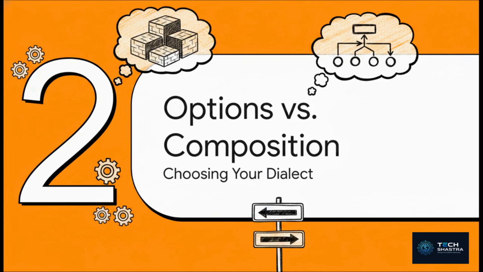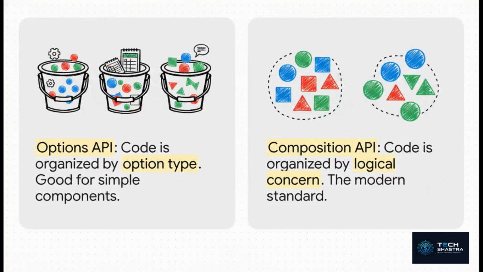All right, you get the whole component thing. Now you've got a choice to make. You can think of it like choosing a dialect of a language. Are you going to write your Vue code using the Options API or the Composition API? So, the Options API is the classic way. It's really organized. You have a data section, a method section. It's great for simple stuff. But the Composition API is the modern standard. It lets you group your code by what it actually does. And let me be clear, if you're learning today to get a job, you want to focus on the Composition API. It's what employers are looking for.